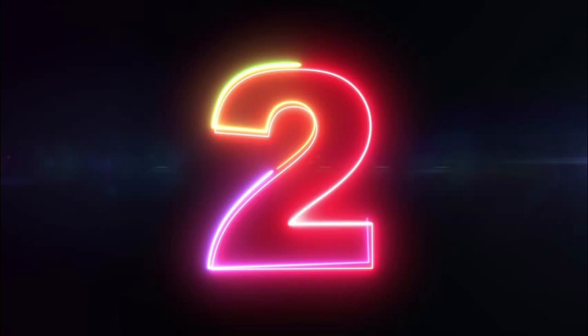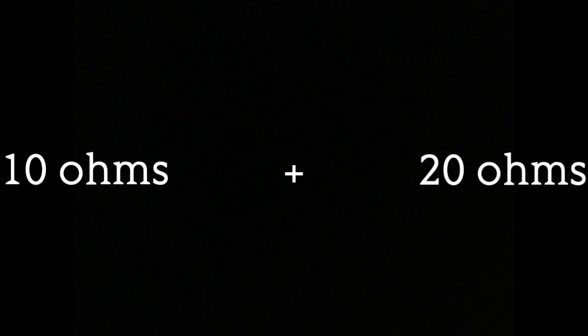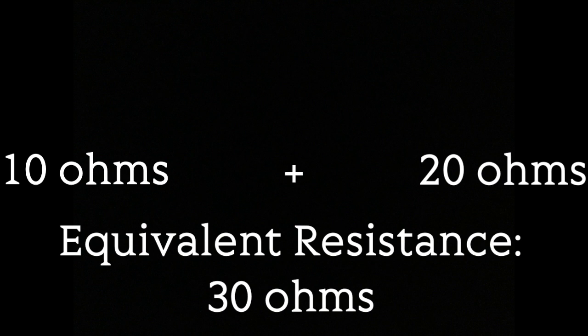Calculating capacitors and resistors in parallel and in series is a similar process and only requires two equations. Resistors in series are calculated as the sum of the resistor values. Simple, right? If you have two resistors in series, one 10 ohms and another 20 ohms, the total resistance, or equivalent resistance, would be 30 ohms. Resistors in parallel is where it starts to get a little tricky.